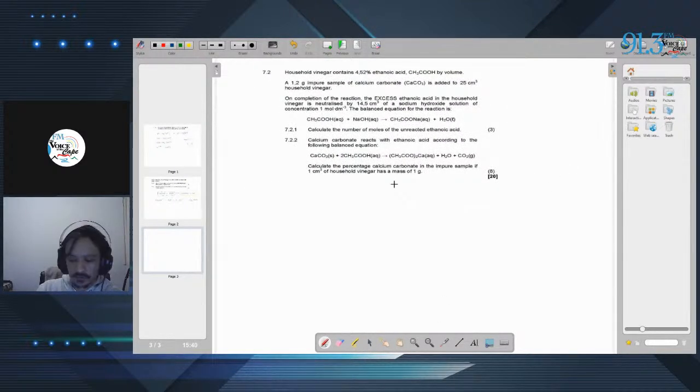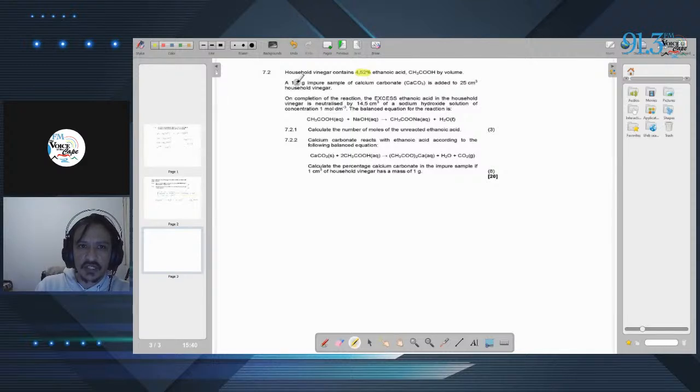And let's take a look. So what do they tell us? Let me get my highlighter up. First of all, the vinegar contains 4.52% ethanoic acid by volume. Okay, so they tell us that, 4.52%.